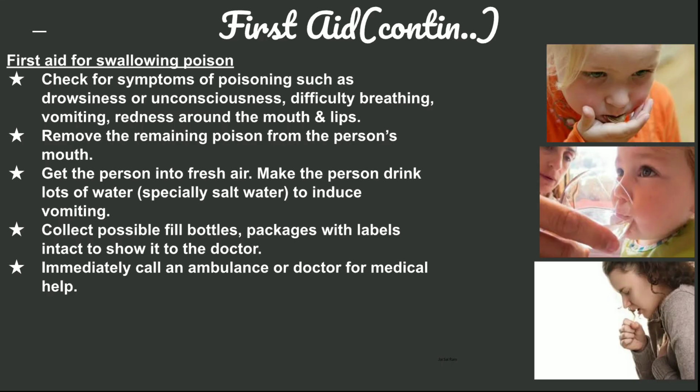Next is, if a person swallows poison, then what should we do? We should check for the symptoms of poisoning, such as if he is drowsy or unconscious, has difficulty in breathing, is vomiting or not, or has redness around the mouth or lips. Then we should remove the remaining poison from the person's mouth. Then get the person into fresh air.